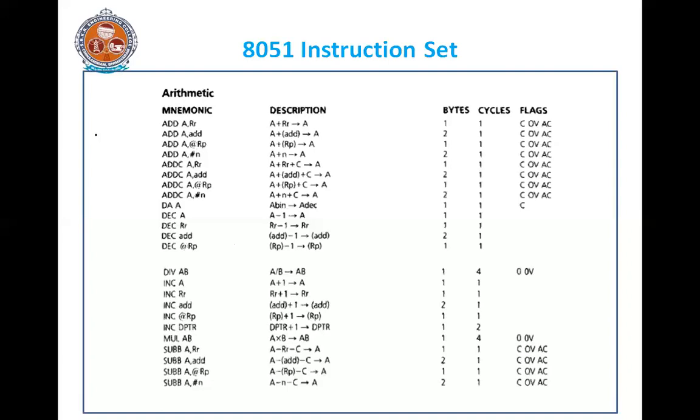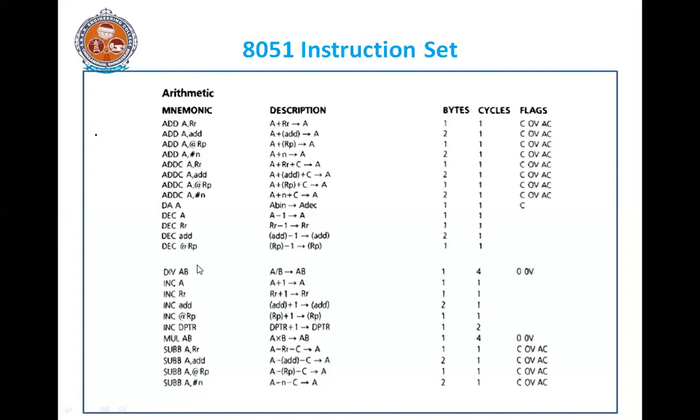Next one is for subtraction, you can use SUBB. So SUBB A, R1 means A minus R1 minus carry. These are used with a register, with some label, with some memory address, and with direct data. So this is how you can perform the subtraction in 8051.